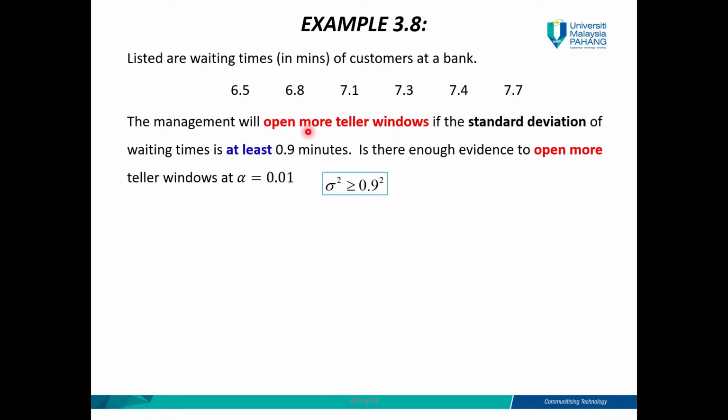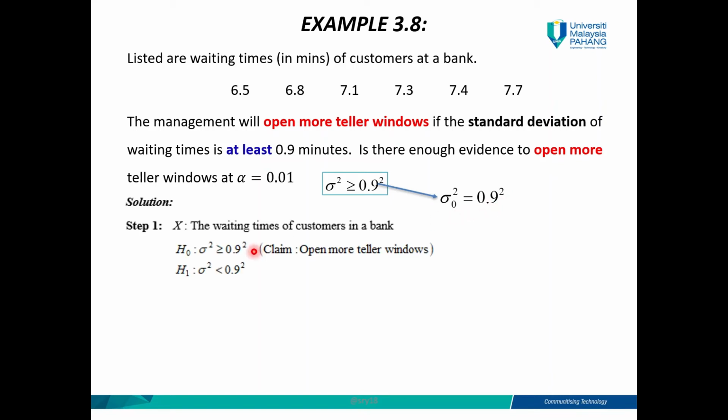Okay, so the hypothesized value here is 0.9 minutes. So you also need to square it, because what they give you here is standard deviation. To make it into variance, you just need to square. Alright class, so this is your claim class. This is your claim in which the hypothesized variance here is 0.9 square. So that gives you the first step.